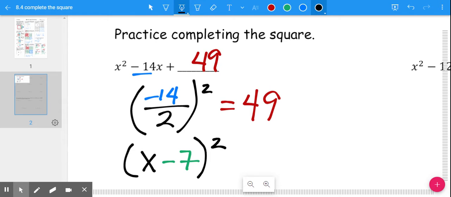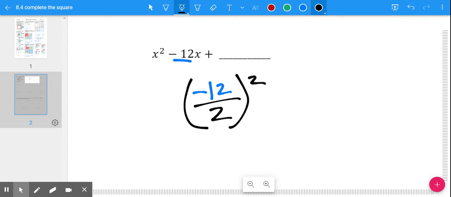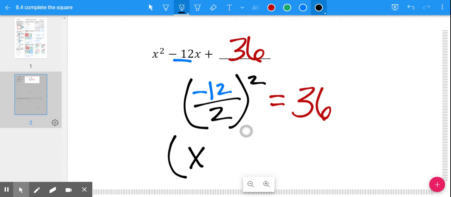Because a negative 7 times a negative 7 is a positive 49. Negative 7 plus negative 7 is negative 14. So this one, our b value is negative 12. So negative 12 divided by 2 squared. Negative 12 divided by 2 is negative 6. Negative 6 squared is 36. So we put a 36 on the end. And if we still wanted to write our binomial, negative 12 divided by 2 is negative 6.